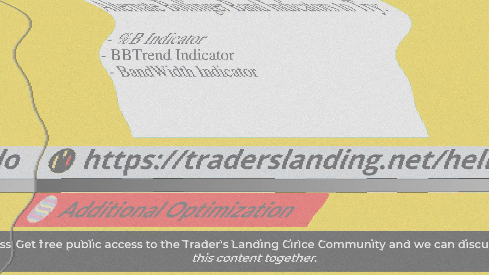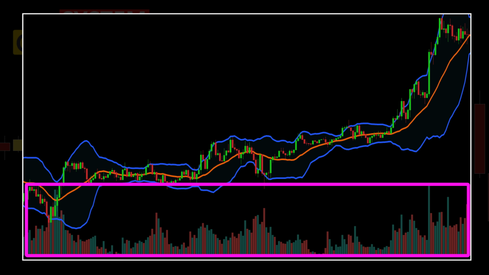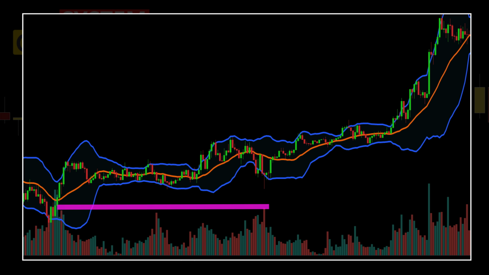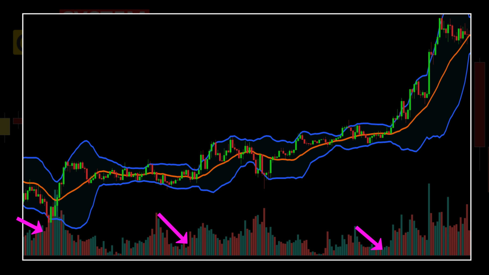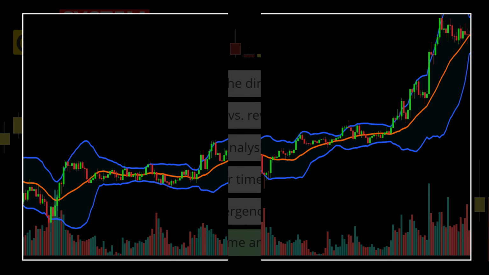Furthermore, anybody who watches this channel knows I love using volume. Using the previous example, look at all the volume coming in on the doji candle at the bottom Bollinger Band. It is the highest volume bar in a while. And look how volume lowers when price moves down and increases as price moves up. Using volume analysis to confirm your entries will help you to make sure you are trading in the right direction.